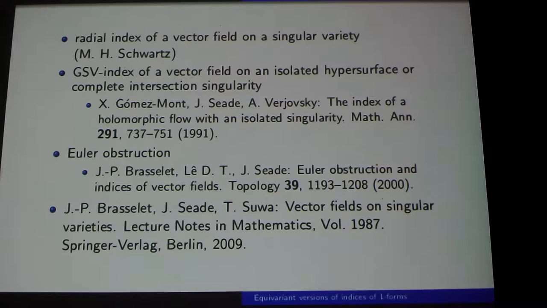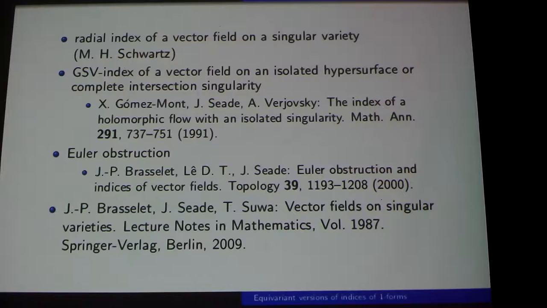Another invariant which I want to consider is the Euler obstruction, which was introduced by MacPherson, but there's an important paper by Lenné and Pepe on this field. I listed only two of the most important papers. There are other papers, of course. I didn't list all, but you can find all the stuff in the book of Pepe, Jean-Paul and Tatsuo, which is now available in Springer Lecture. There are corresponding notions for singular points of one forms on singular varieties.